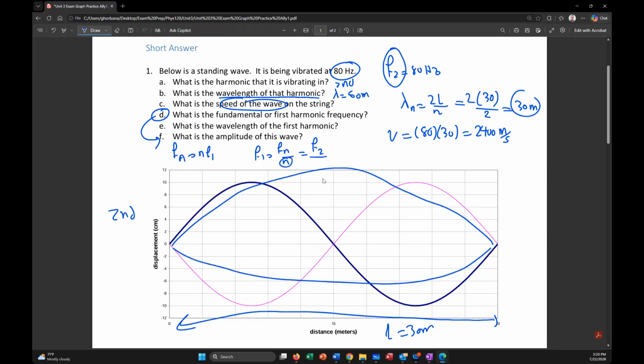Divided by what? 2. What is the second harmonic? 80. 80 divided by 2 is going to be 40 hertz, and it makes sense. So we have 40 for the first harmonic, times 2 is 80 for the second harmonic, times 3 is 120 for the frequency of the third harmonic, times 4 is 160 for the fourth harmonic, and so on.